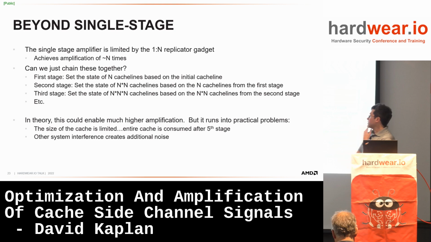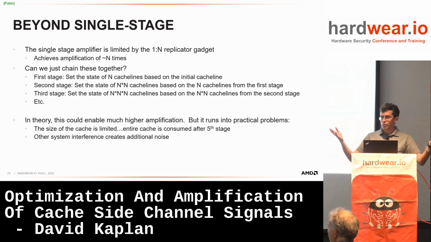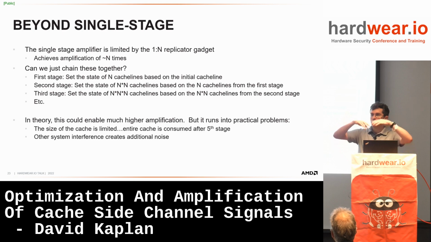So how do we go beyond this? Well, the naive thing, and the thing that I first tried, was to just repeat it: bring in 23 cache lines, then each of those brings in another 23 cache lines. The problem is you run out of cache really fast, and there's a limit, and then you run into system noise, and it doesn't really work well.